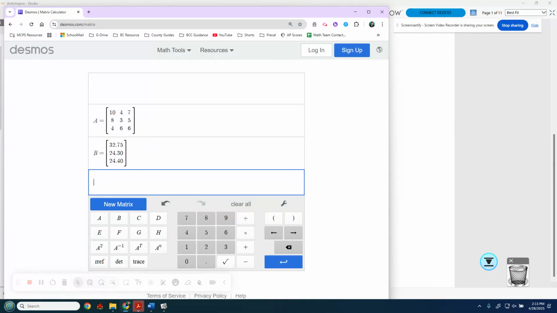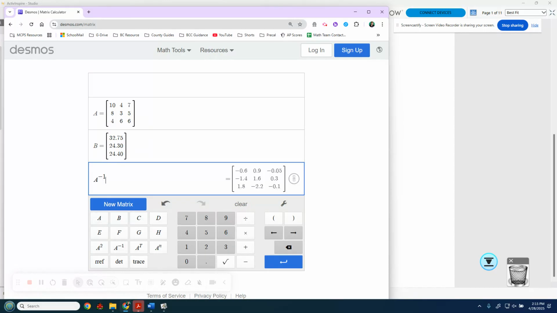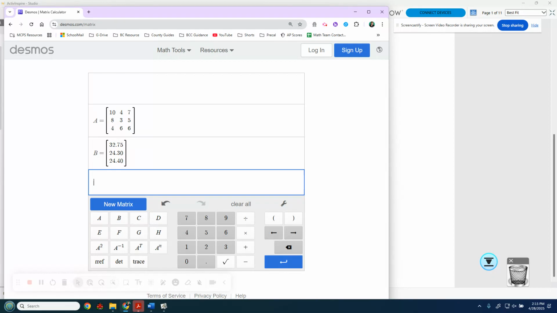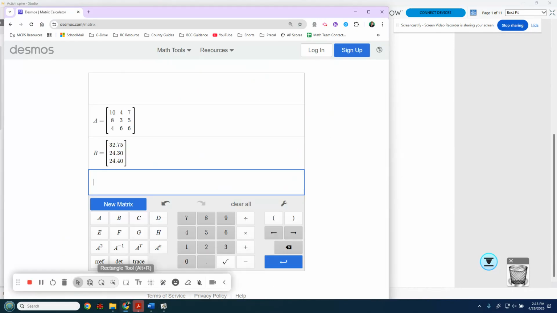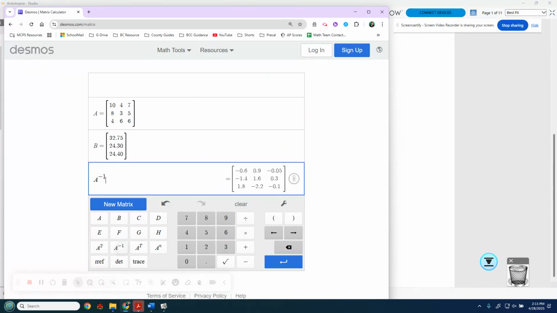Well, A inverse times B. That's it. Just B. So let's look. A inverse times B, and then I get this. What does that mean?